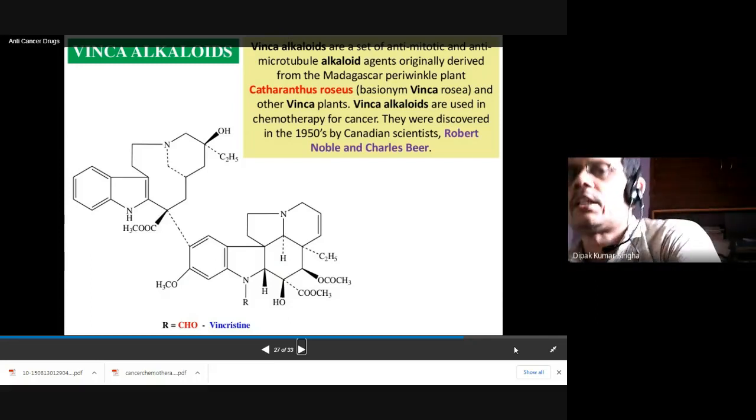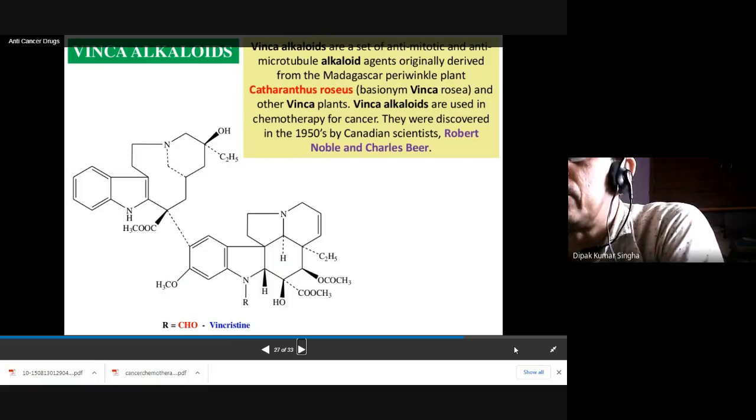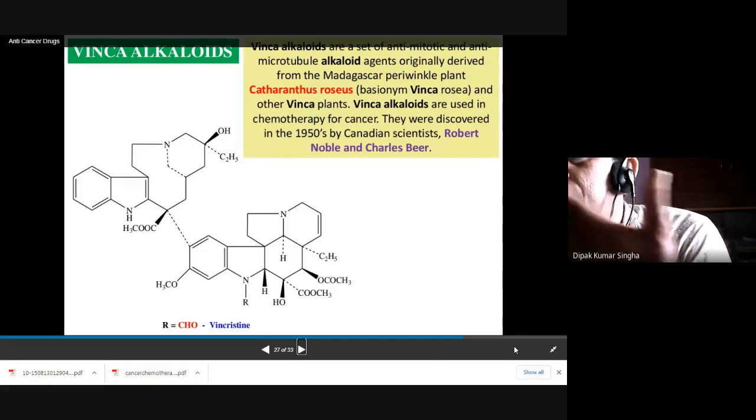All the structure is the same. What is the difference? This question also comes in GATE. What is the difference between Vinblastine and Vincristine? The basic structure is the same, but the only difference is at the R position. CHO is Vincristine.